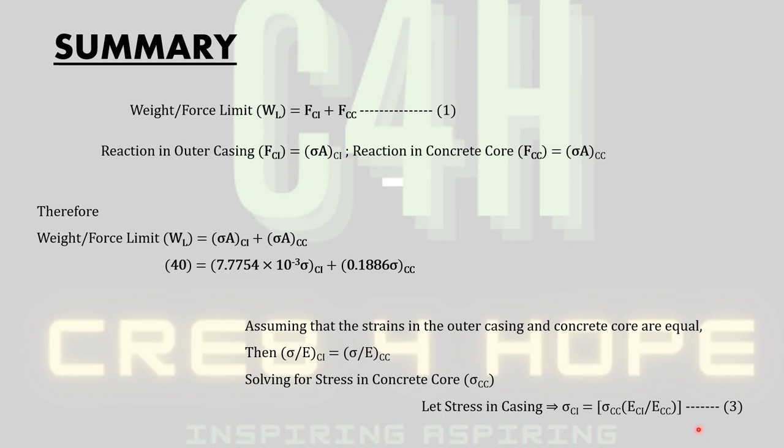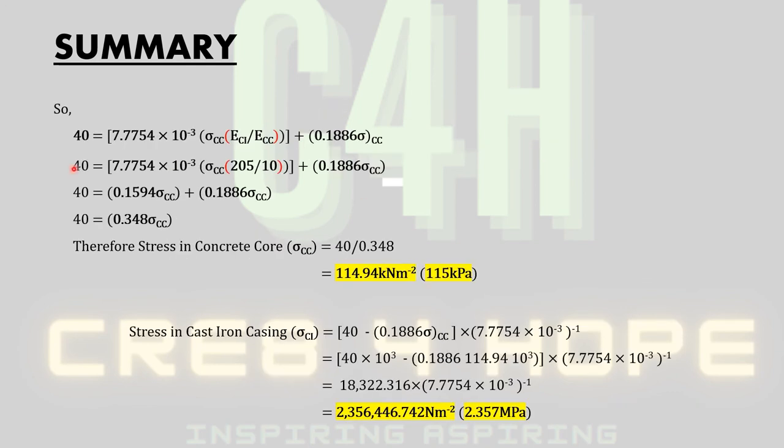What we're going to do is substitute equation 3 into equation, let's call this 1b. By doing so, this is what we get. 40 is equal to, into bracket, 7.7754 times 10 to the power minus 3, times, into bracket, sigma Cc times, into bracket, the ratio of Eci to Ecc, bracket closed, plus 0.1886 sigma Cc. All we have to do is substitute known values. If we substitute the Young's modulus, don't forget that the units for E are GPa, so the GPa comes out, leaving 205 divided by 10. If we solve for sigma Cc, we get sigma Cc to be equal to 114.94 kilonewton per meter squared, which is approximately 115 kilopascals.